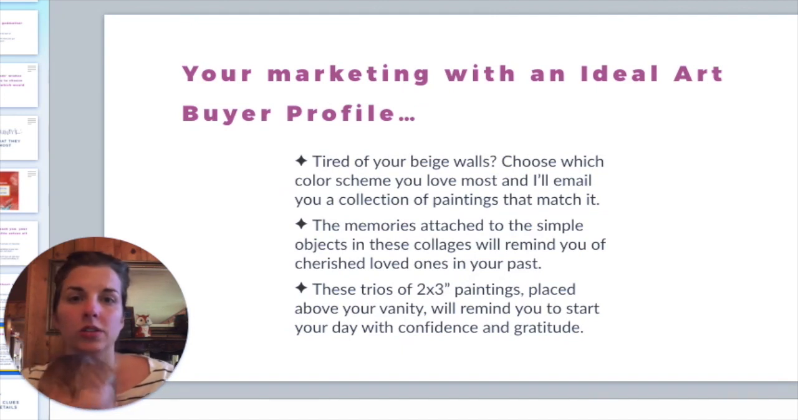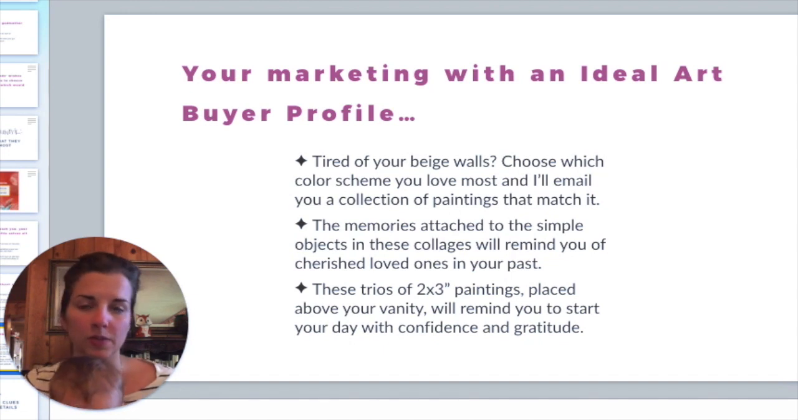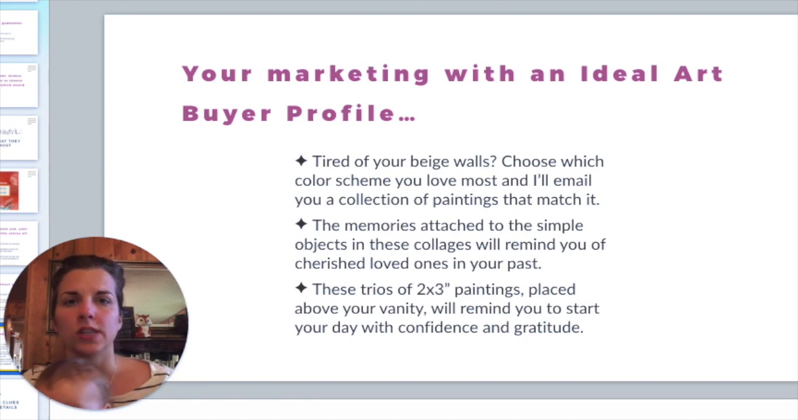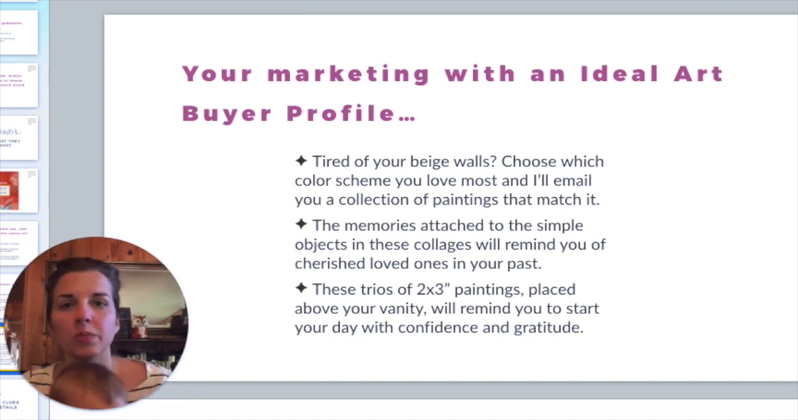Here are some examples of the same types of things when you know who you are talking to. So instead of sign up and become a VIP so you can get more news from me, you can say, are you tired of your beige walls? Maybe they are a homemaker who has never really had any money to spend on their stuff, and now their kids are out of the house and they have a little extra spending money and they want to make their place look more like them. So if you can help them with that problem, they're going to be much more likely to want to hear from you.